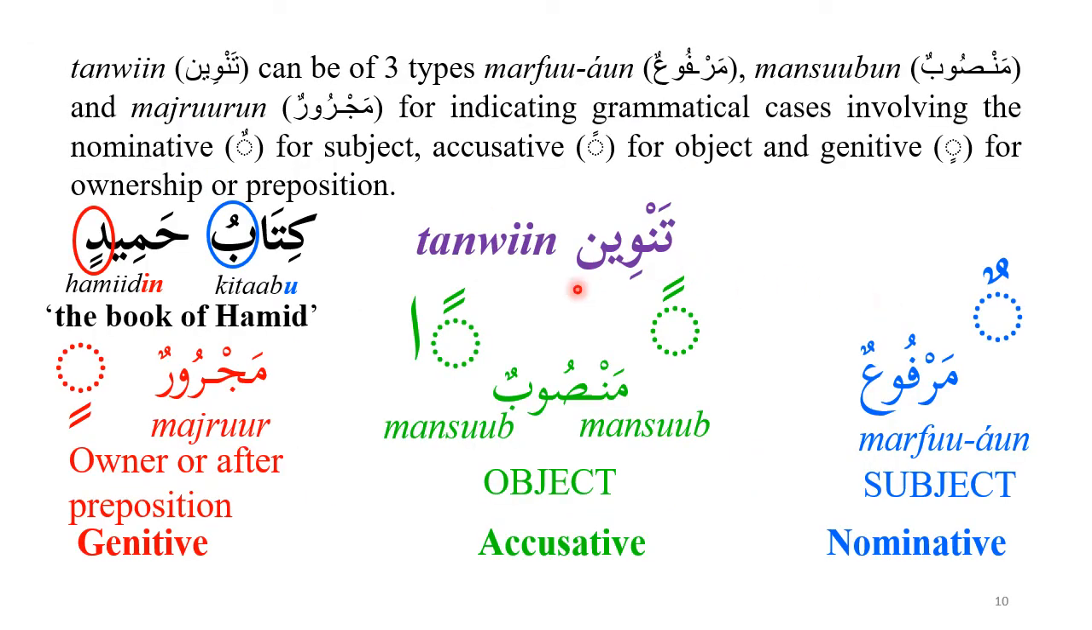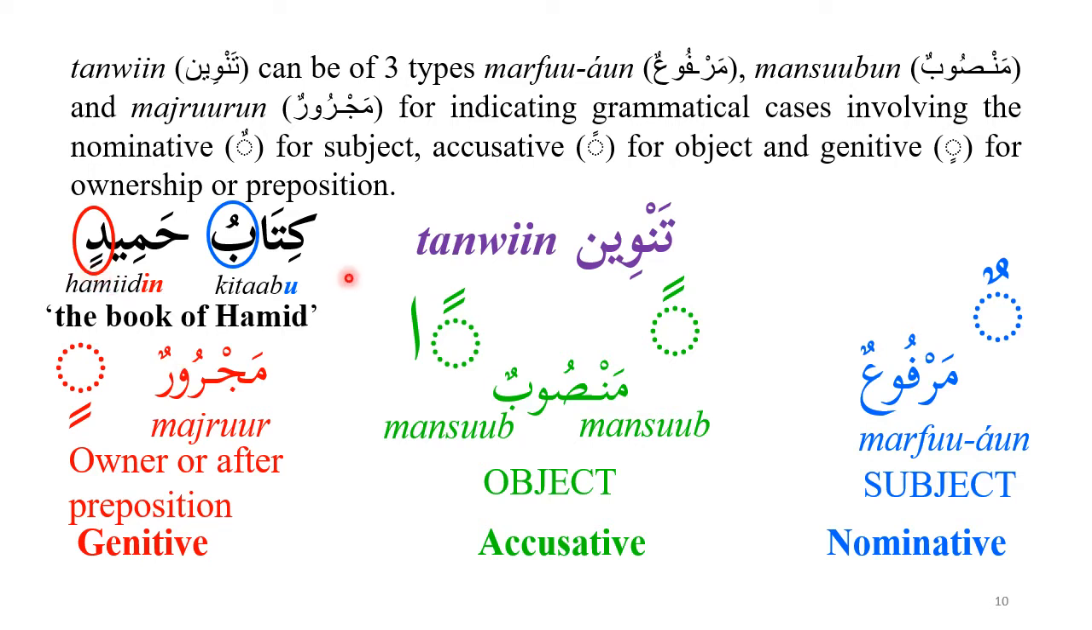Now, there are three different kinds of tanween. The marfu' case, or the subject case, as I've said, is the double dhamma, and the mansub case is with double fatha, and the majrur case, which is the double kasra.